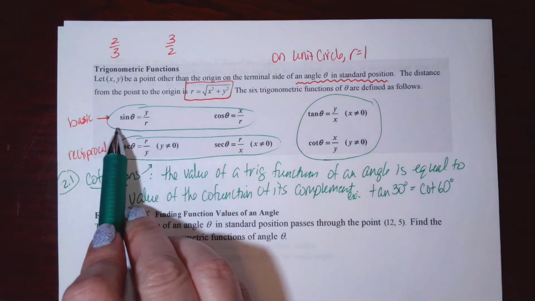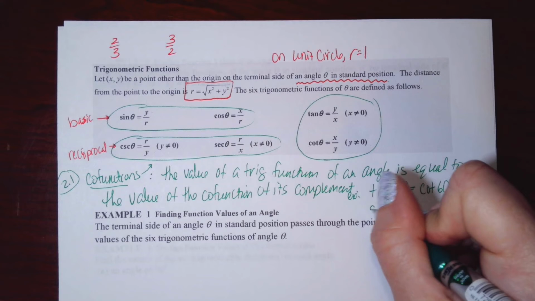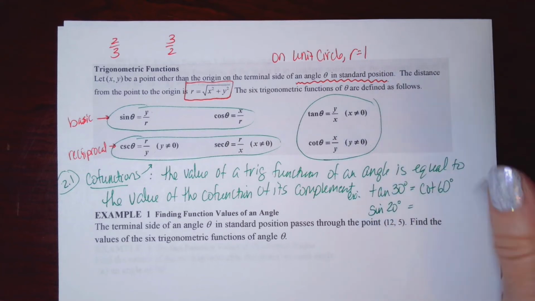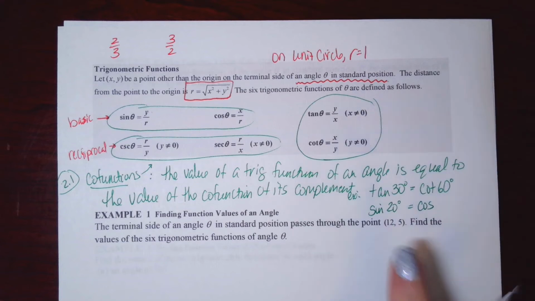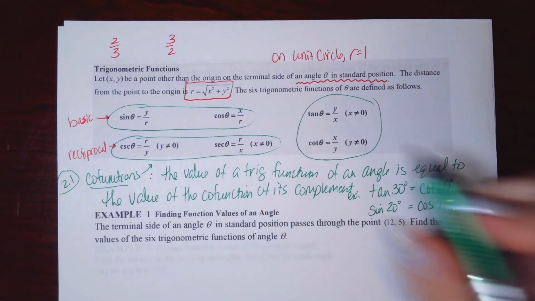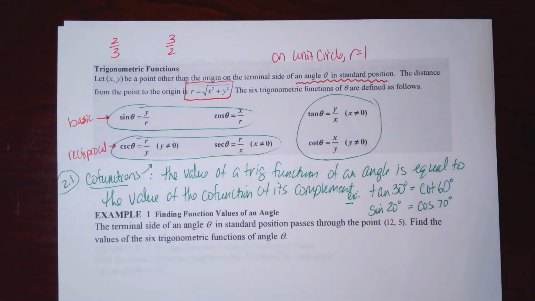I could say that sine and cosine are cofunctions. I could say that the sine of a 20-degree angle is going to be equal to the cosine, cofunctions, and then I need the complement of a 70-degree angle. So those are examples of my cofunction theory.